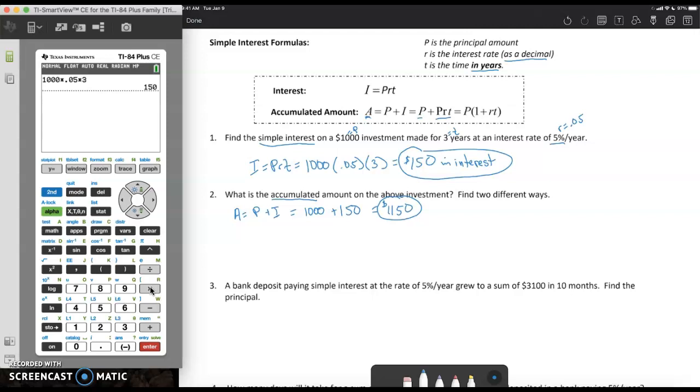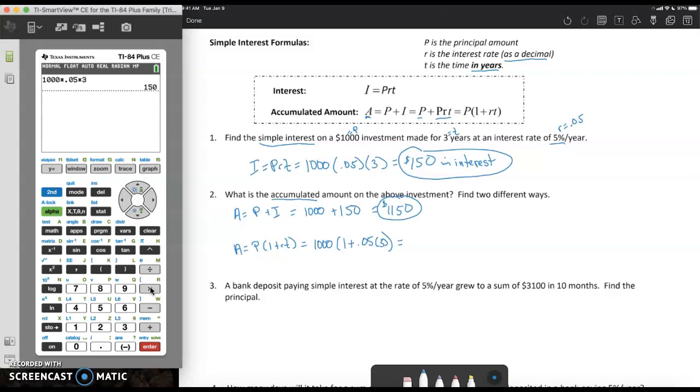What if we hadn't already done number 1? What if we didn't know what the interest was yet? Well, in that case, perhaps we could use one of the latter formulas. We could use either P plus PRT, or we could use the P times the quantity 1 plus RT, either of those, because we do know those other 3 values. So maybe I'm just going to use this one. I can put 1,000 in for the P. I can put in 0.05 and 3. And I can calculate that way.